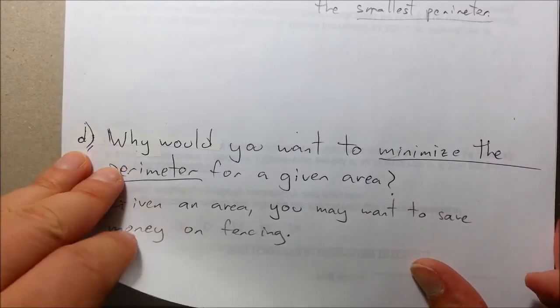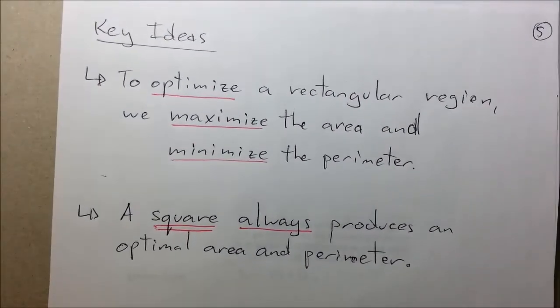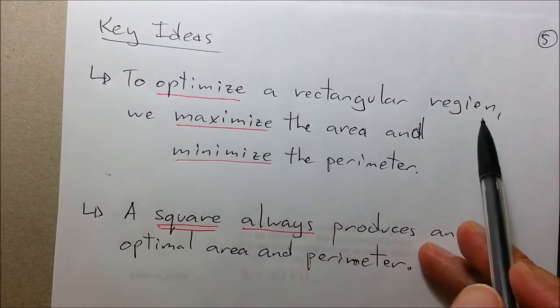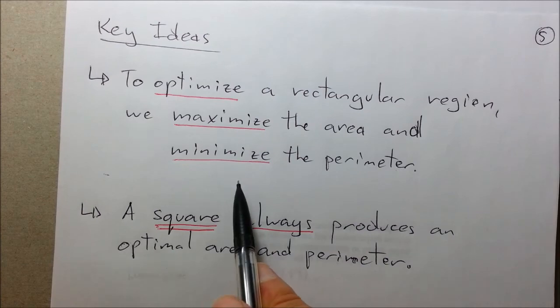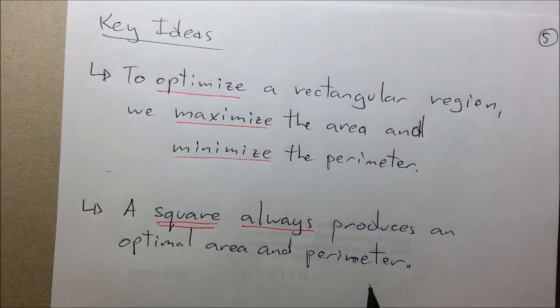And just to wrap up, here are some key ideas. Write these down on your notes. Key ideas: to optimize a rectangular region, we maximize the area and minimize the perimeter. And a square always produces an optimal area and perimeter.